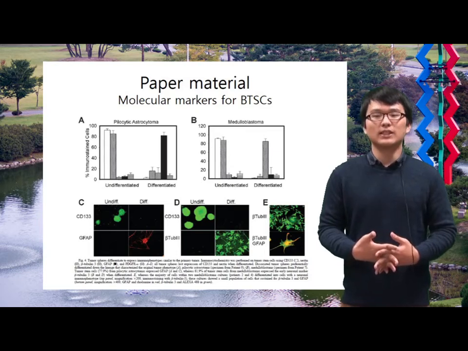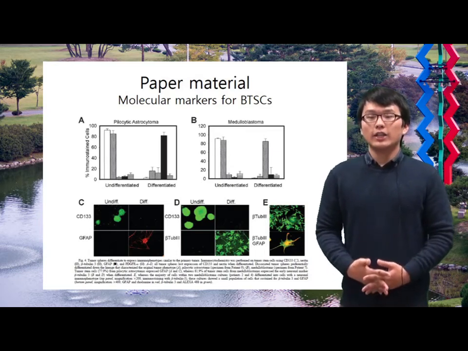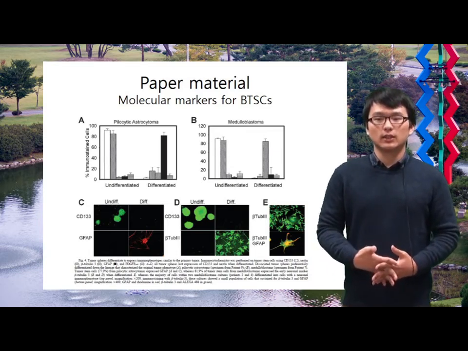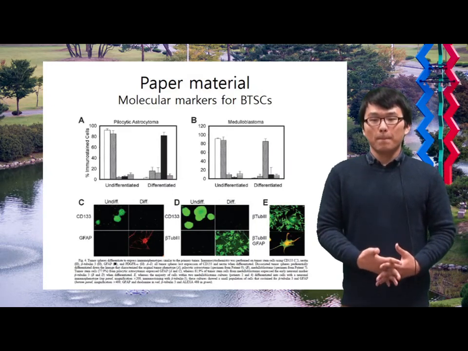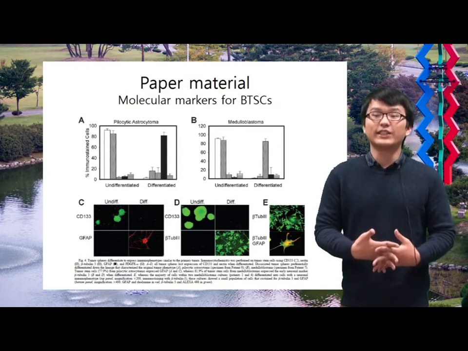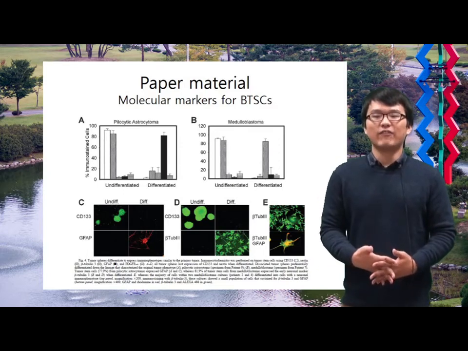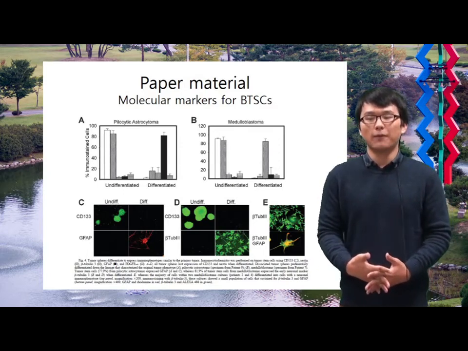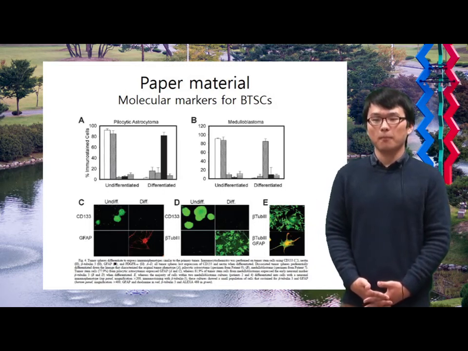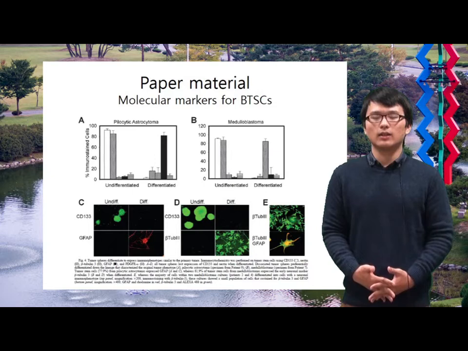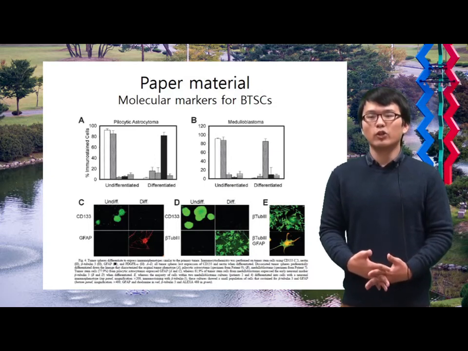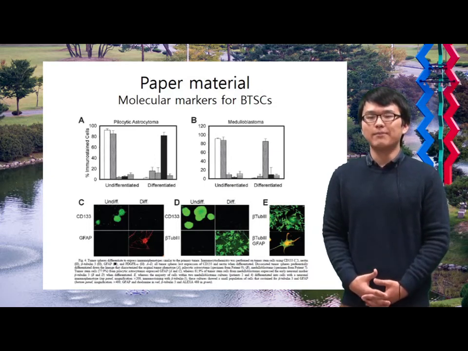In the case of pilocytic astrocytoma, in differentiated cells, CD133 and nestin expression dramatically decreased, and GFAP expression increased abruptly. Medulloblastoma sphere cells showed the same change in expression pattern too.